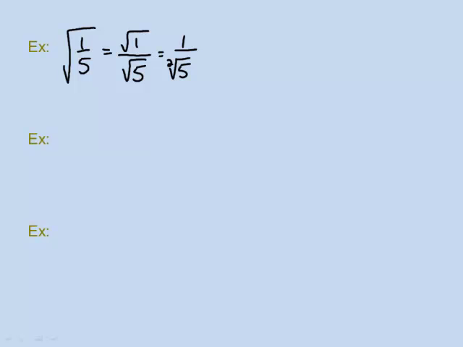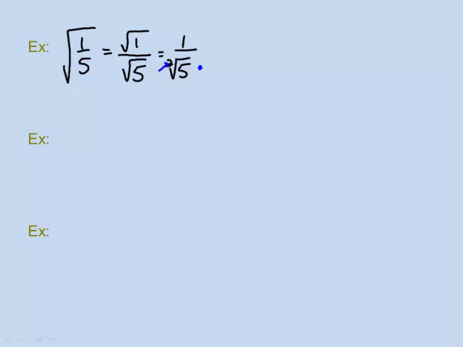And so our method is going to be, we want to see if we can multiply that denominator by some radical expression that will give us something squared underneath the radical sign, and then the square root and the square will cancel themselves out and the radical sign will be gone.